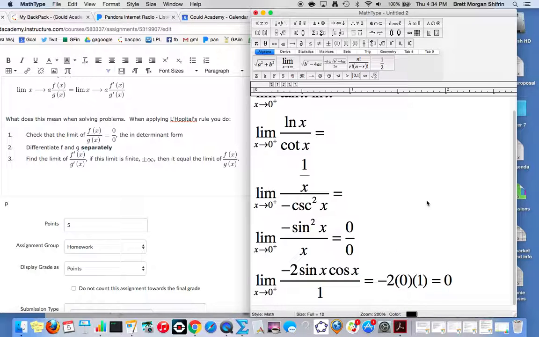So the thing to keep in mind is I'm taking the derivative of the numerator and the denominator separately. If I still have an indeterminate limit, I'm going to apply L'Hopital's rule again and take the derivative of the numerator and the derivative of the denominator separately.